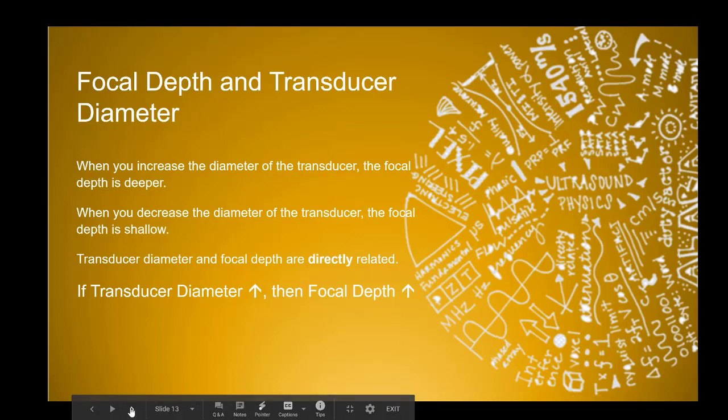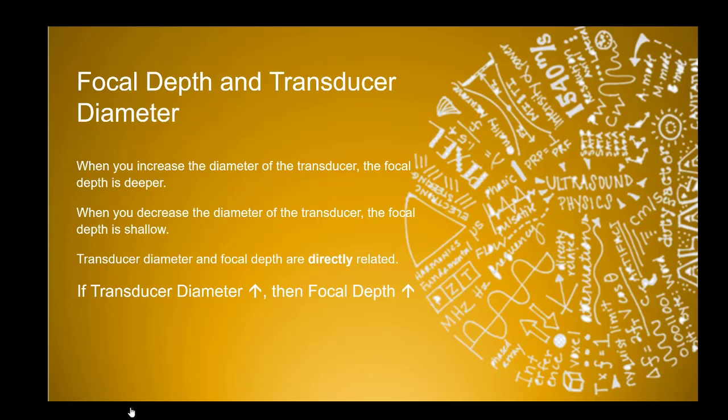So let's first look at focal depth and transducer diameter. When we increase the diameter of the transducer, the focal depth becomes deeper.